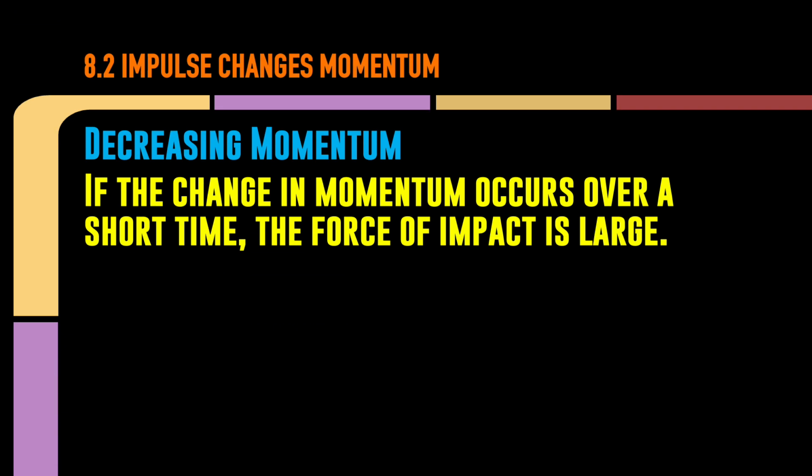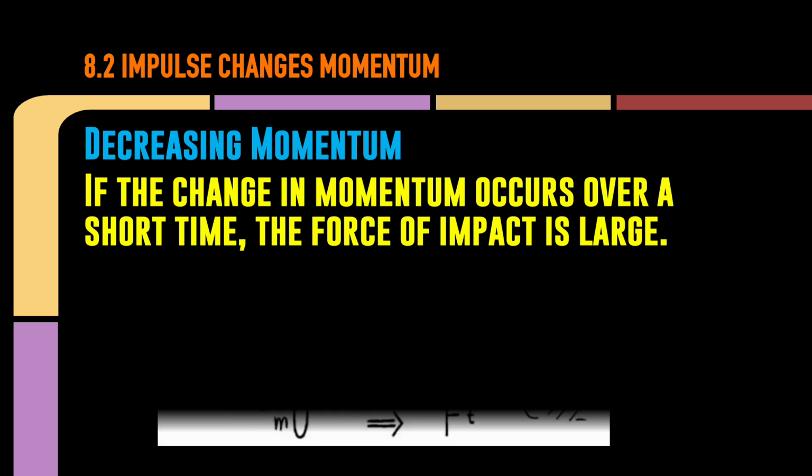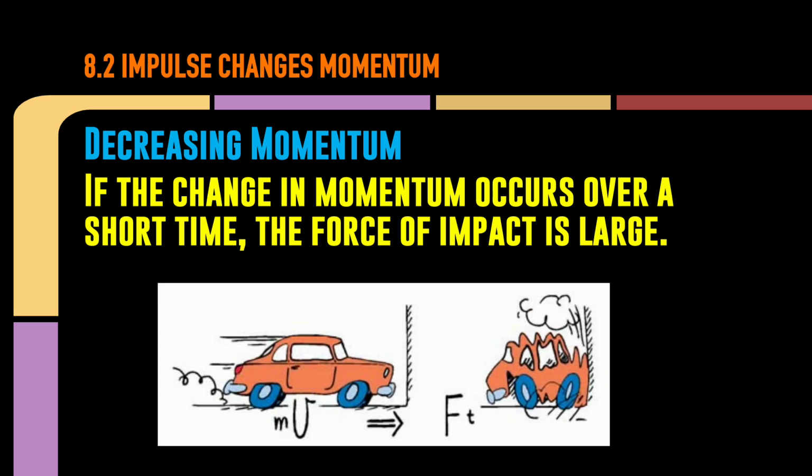But if the impact, or the change in momentum, occurs over a very short period of time, the force of impact is large, and here is this diagram right here. Once again, big v, car driving fast. If it takes a small amount of time to stop the car, that means the force applied to the car would be really big. Hence, a car collision that yields a lot of damage. So not the greatest situation.